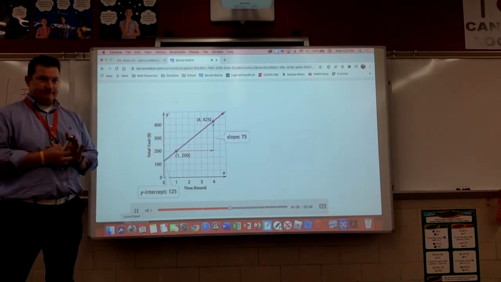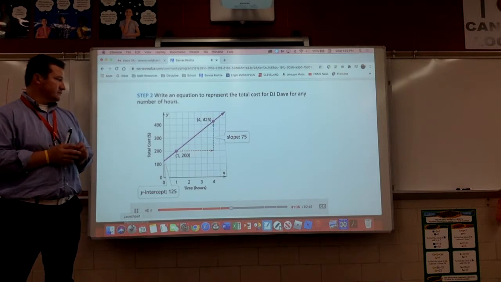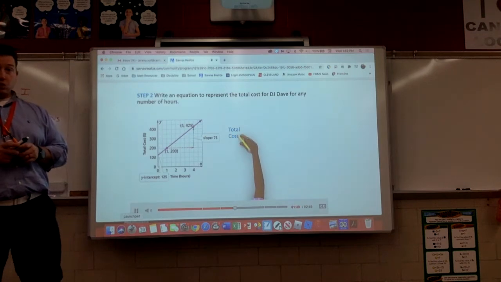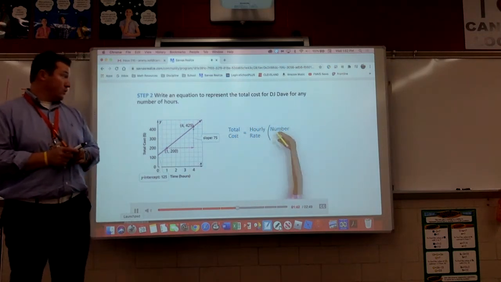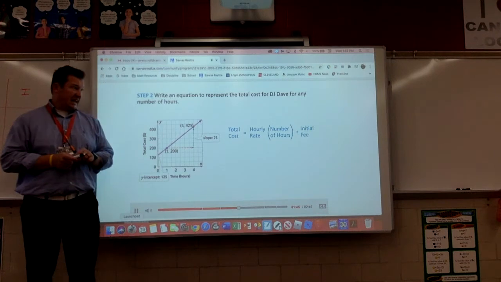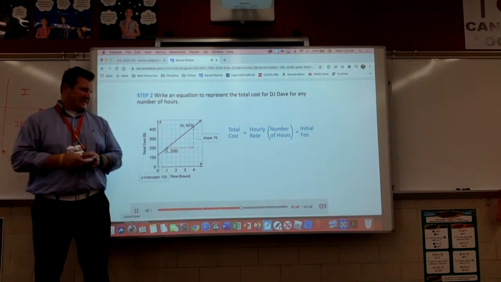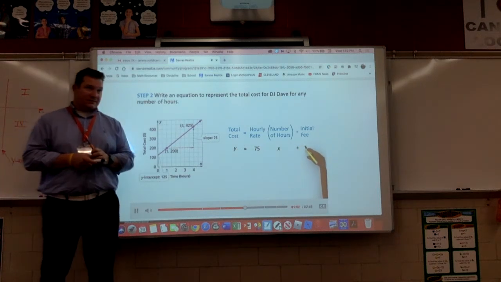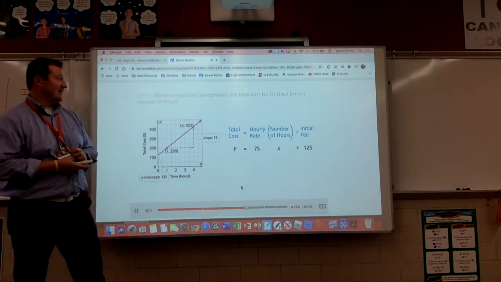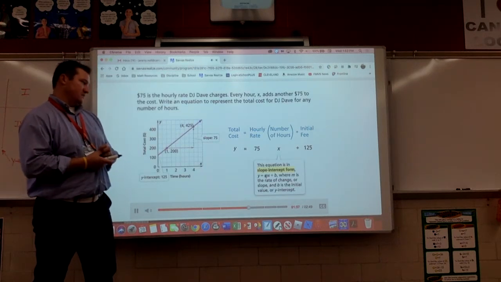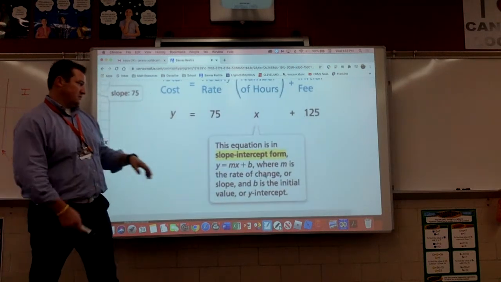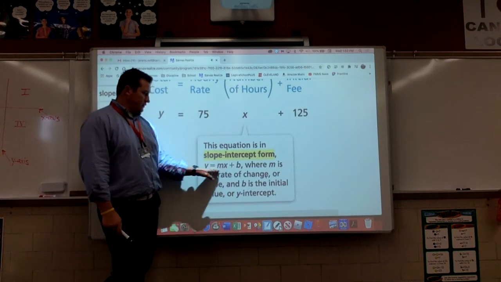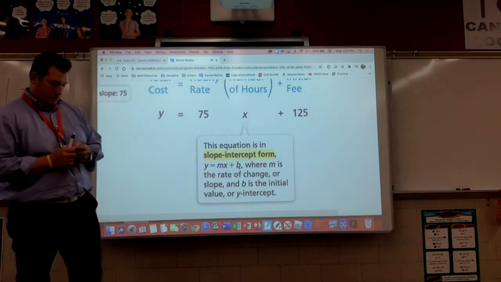Write an equation to represent the total cost for DJ Dave for any number of hours. Total cost is equal to the hourly rate times the number of hours, plus the initial fee. Using the data we have, we can write the equation y is equal to 75 times x, plus 125. This equation is in slope-intercept form. y is equal to mx plus b, where m is the rate of change, or slope, and b is the initial value, or y-intercept.